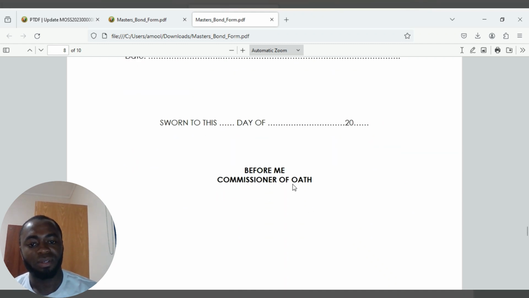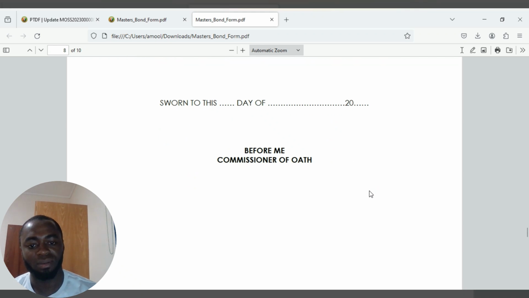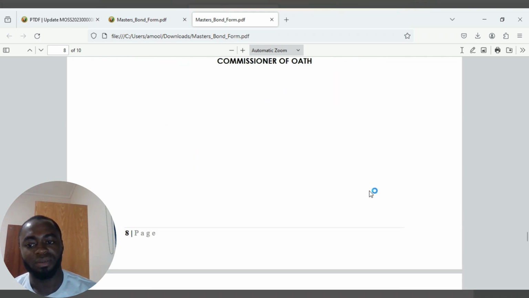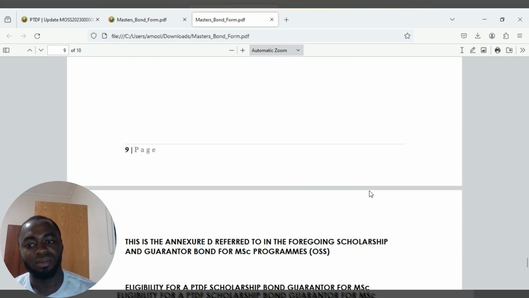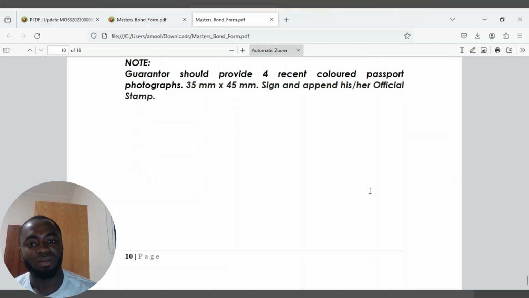The commission of oath, this has to be a serving judge, a magistrate, a legal practitioner, either the state, federal, high court, or a magistrate court, and sworn on this day. They append their signature, have their seals written out there, and they do all of those things. And this is for future use. This has nothing to do with you. And then this comes to the end of it.